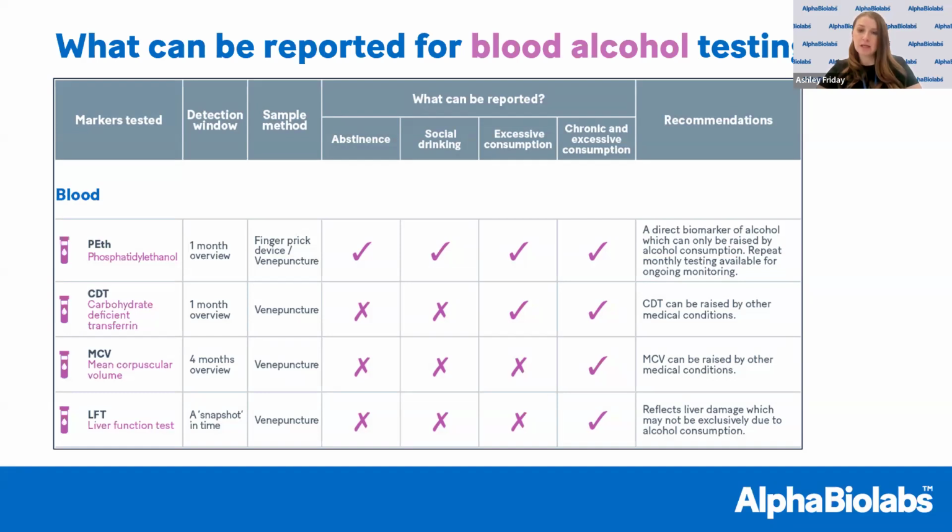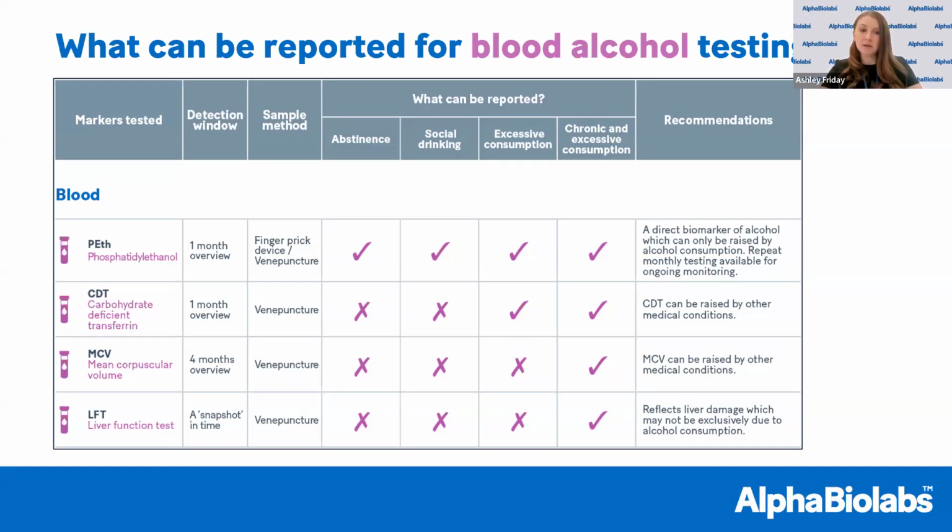But all of the other blood tests can test for chronic and excessive consumption, and CDT can also test for excessive consumption. With CDT, MCV and LFT, you just need to consider that other factors can affect those results, as you can see in the right-hand side of that table. So it's worth bearing in mind that you shouldn't do them in isolation. Ideally, you should do them together as a group or alongside your hair strand testing.